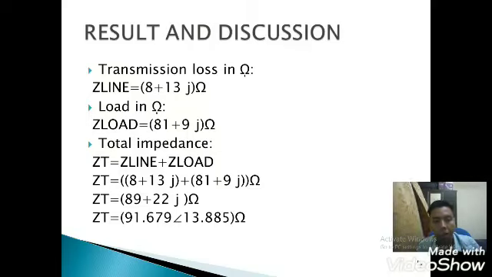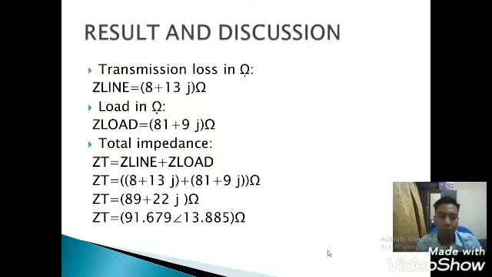So the total impedance is Z line plus Z load. The total impedance we call ZT. So the ZT is equal to 8 plus 13j, which is the value of Z line, plus 81 plus 9j, which is the value of Z load. So the total impedance is 89 plus 22j ohm, or in polar form is equal to 91.679 ohm at an angle of 13.885 degrees.